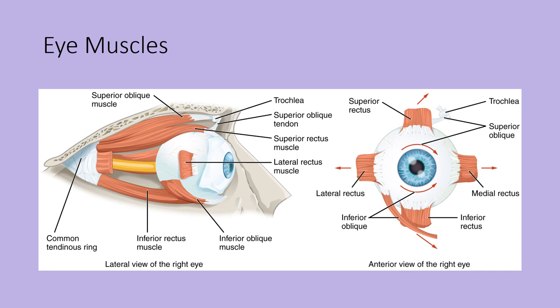With your eye muscles, there are actually 6 of them. You can see them here and also from this view. The eye muscles are helping to move the eye sideways, up and down, kind of a little bit at angles, etc.